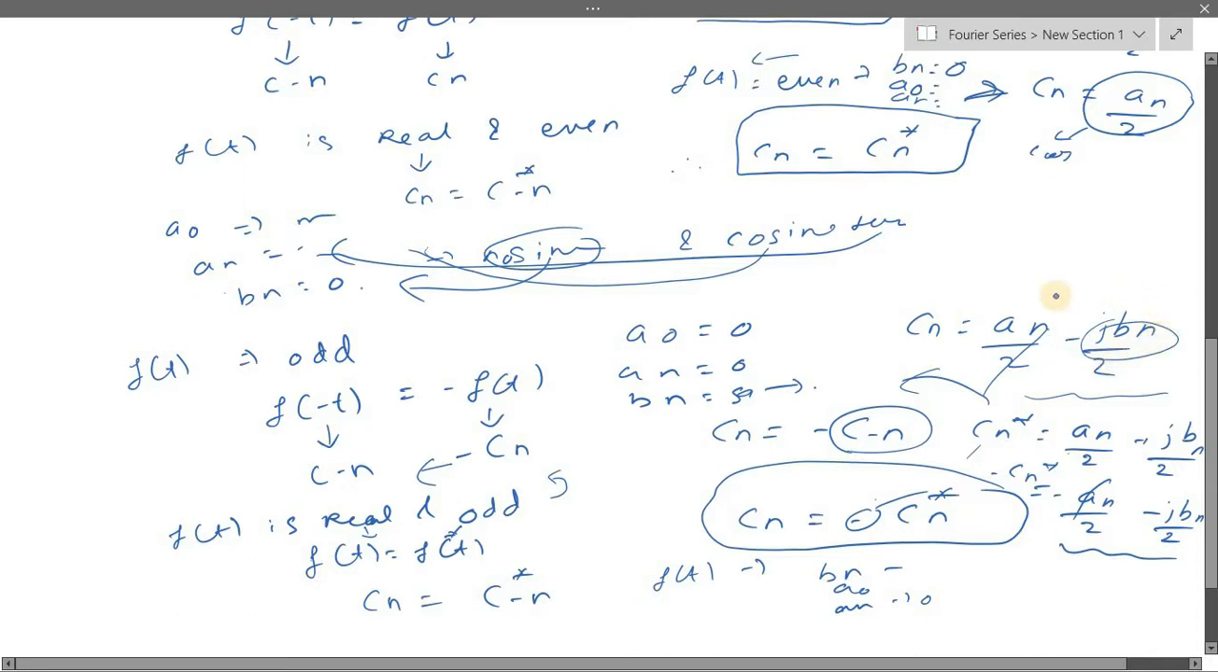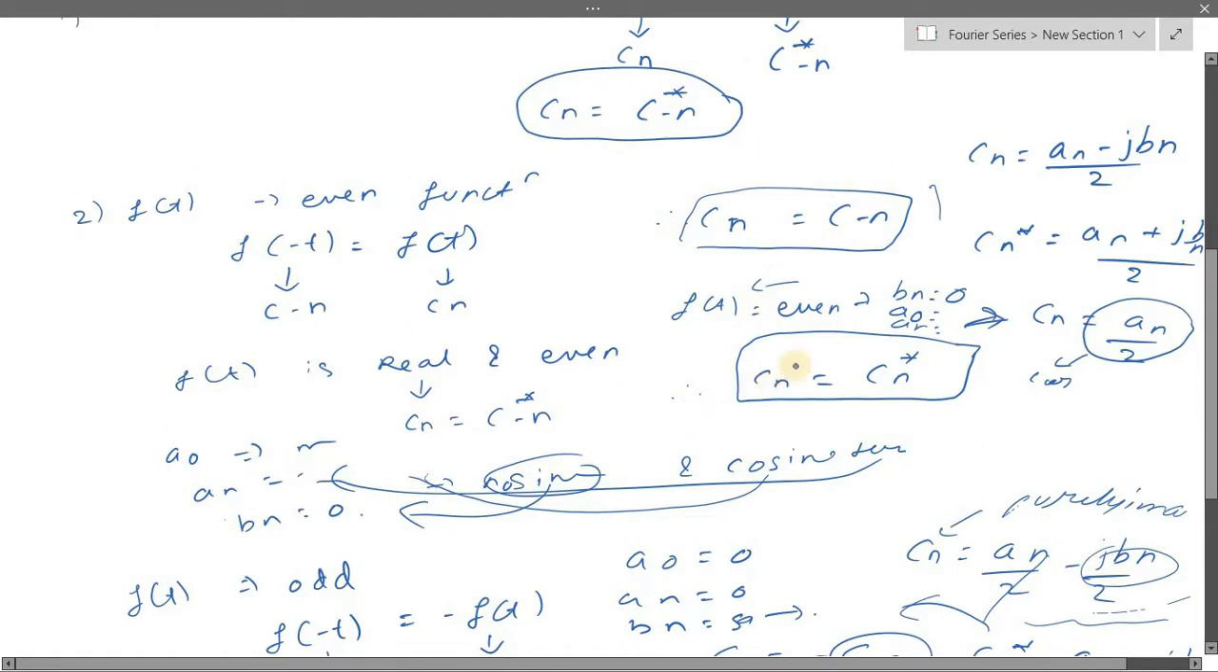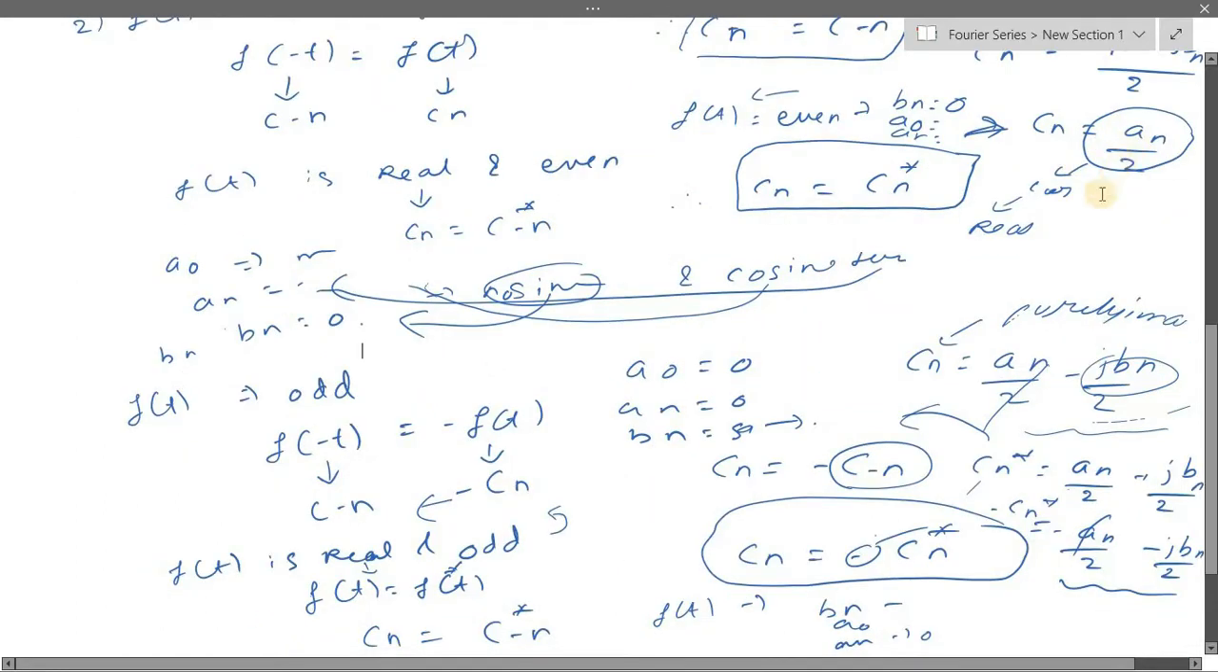If you see this carefully, it is purely imaginary. Okay, so if anyone asks you what the nature of Cn will be when the function is real and odd, you can say that the nature of Cn will be purely imaginary. And if the same thing is asked when your f of t is an even function, your Cn will be an by 2. If you see this carefully, your Cn is an by 2, it is real and it will be even.